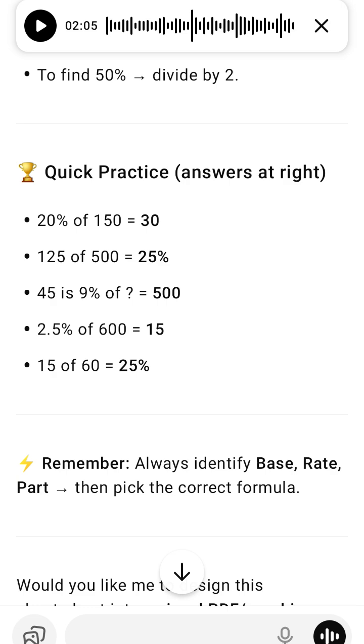Would you like me to design this cheat sheet into a visual PDF graphic page with boxes, highlights and diagrams, like pizza and candy illustrations, so you can print and revise easily?